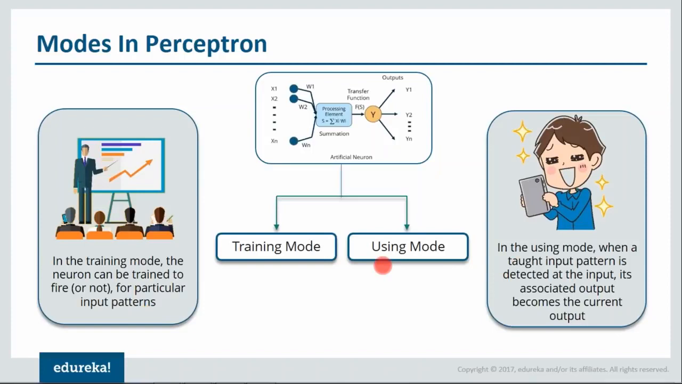When I talk about using mode, it means that when a taught input pattern is detected at the input, its associated output becomes the current output. Which means that once the training is done and we provide an input on which the neuron has been trained, it will detect the input and provide the associated output. That's what using mode is. So first you need to train it, then only you can use your perceptron or your network. So these were the two modes, guys.